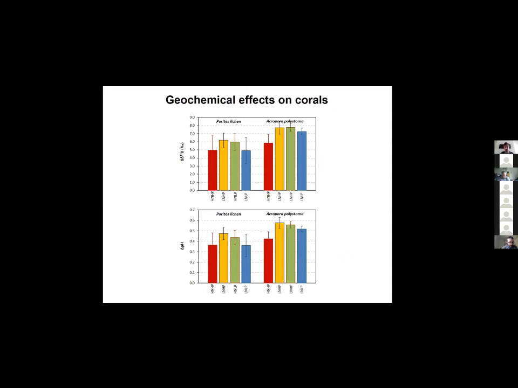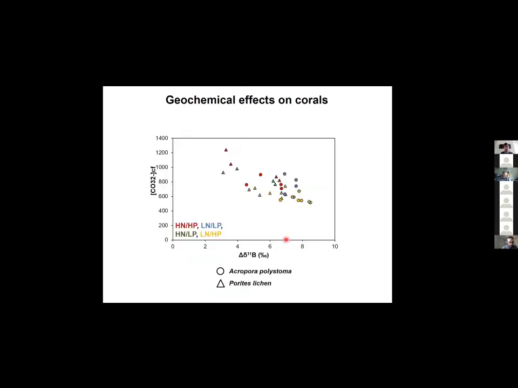And so imbalanced nutrients are showing a greater upregulation in the extracellular calcifying medium of the corals. And they are affecting the boron isotope proxy. And we can also plot the boron isotope versus the calculated carbonate ion. So now on the y-axis of this plot, and see how the imbalanced nutrient treatments have lower carbonate ions in the ECM.